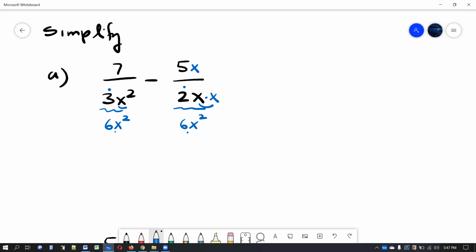But keep in mind, if you multiply the 3 by 2, you have to multiply the 7 by 2 as well. And if you multiply this denominator by 3, you have to multiply the numerator as well. So your new fraction will look like this. Both denominators are the same at this point. The numerator for the first fraction is 14, and the numerator for the second fraction is 15x.